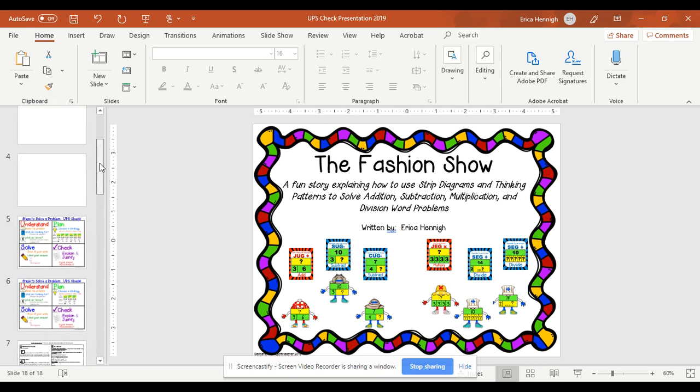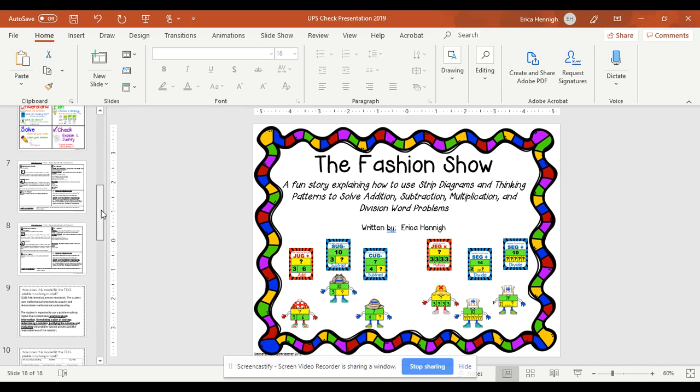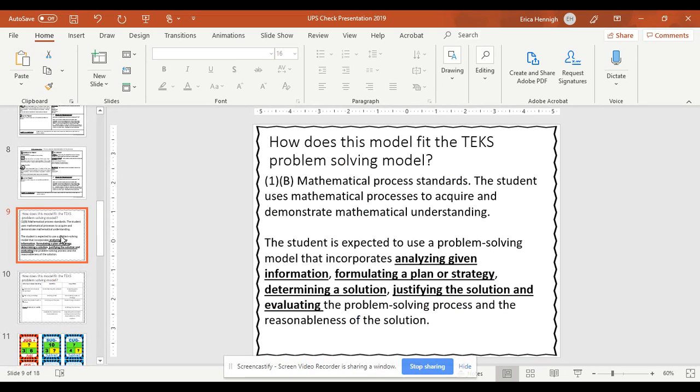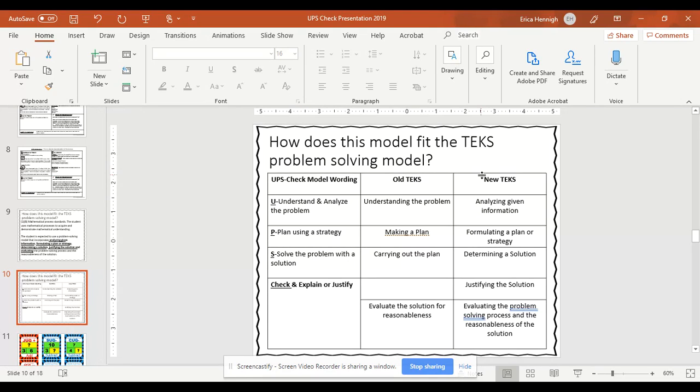I do want to go back and show you where that fits in with the TEKS. All of our process TEKS have this stated: the student is expected to use a problem-solving model that incorporates analyzing given information, formulating a plan or strategy, determining a solution, justifying the solution, and evaluating the problem-solving process and the reasonableness of the solution. So you can see where that fits in. This is how it fit in with the old TEKS, and it was literally word for word: understand, plan, solve.